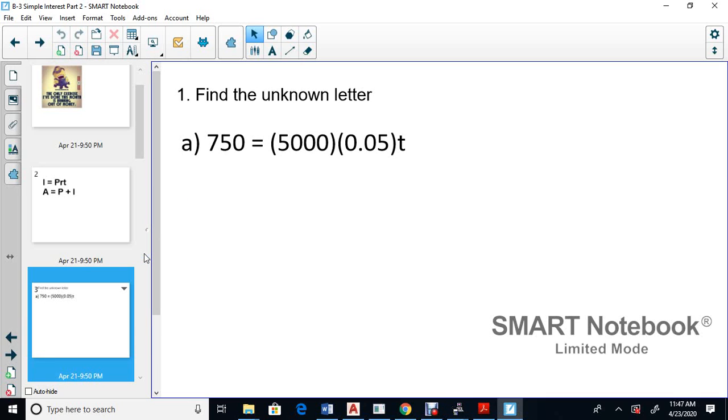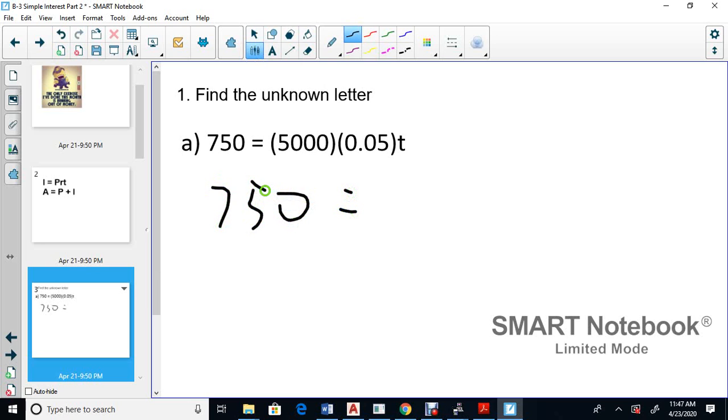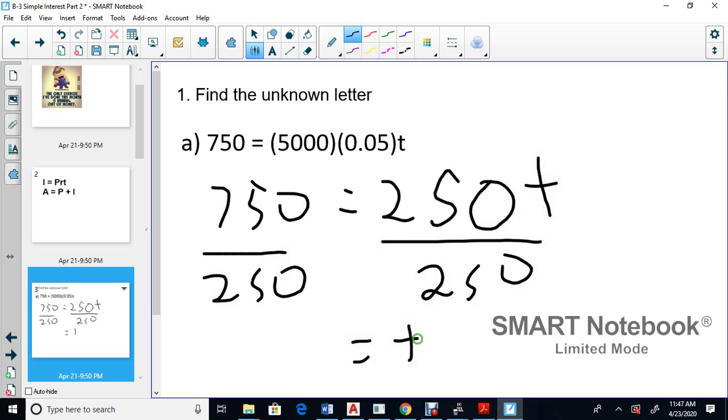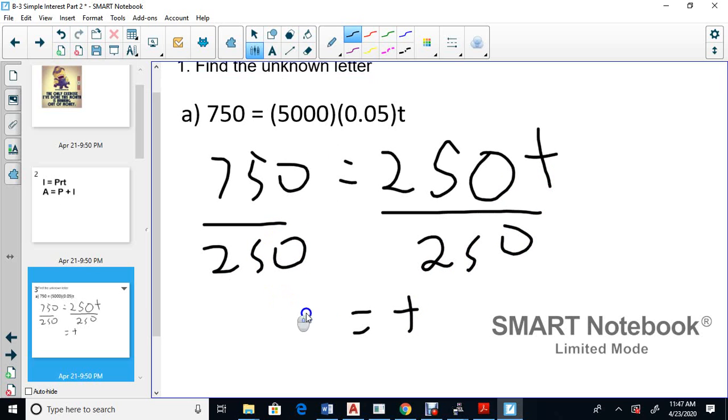So in here I write 750. I'm using my pens here. I write 750 equals 250 T. Now to find T by itself, I divide both sides by 250. And then I get T. And usually T is in years, but it doesn't say anything here.